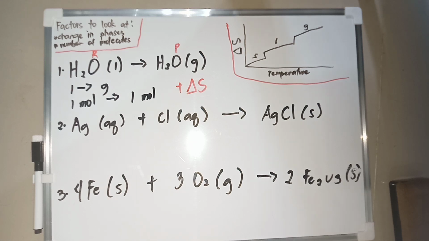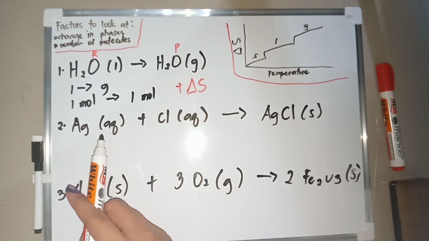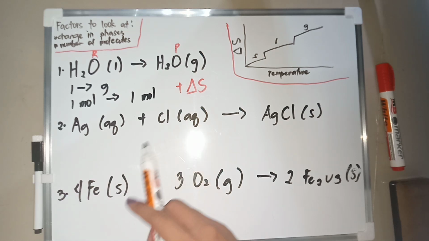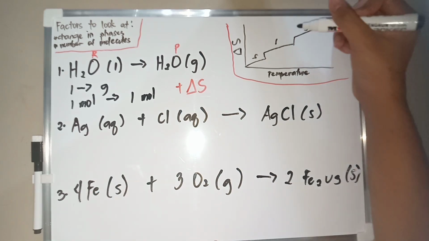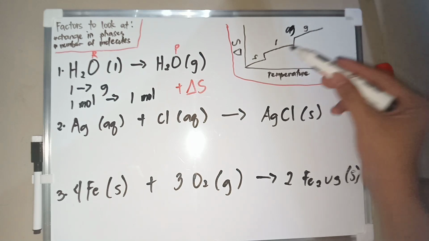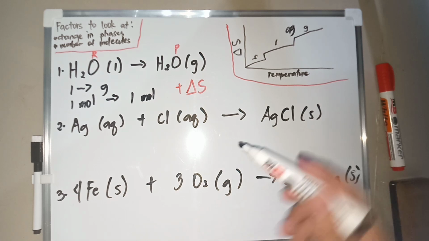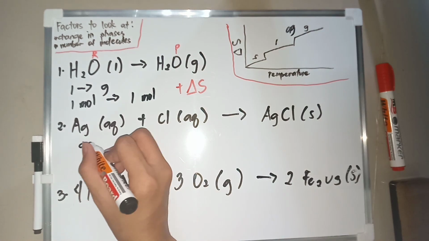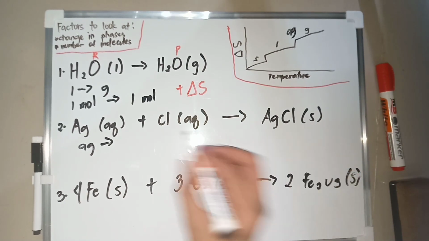So number two. For number two, we have AQ, meaning aqueous phase. Take note that the aqueous phase is here between liquid and gas. It is in the state of matter dissolved. So looking at the state of matter, we have AQ here going to solid.